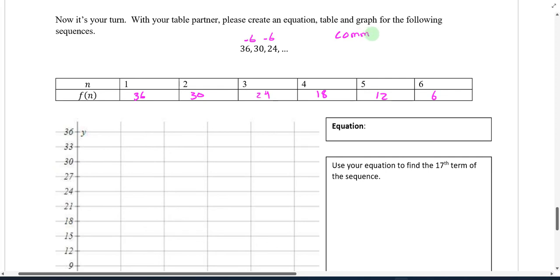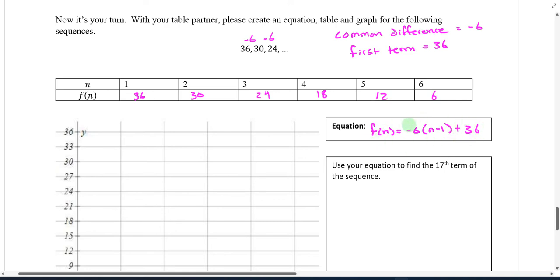All right, so that common difference, remember this, common difference is -6, right? Because we are subtracting 6. If we were adding 6, this would be a positive 6, okay? The first term, the f of 1 or the a sub 1, is the other key piece of information that we need, and that is 36. So when we build our equation, we're going to say f of n equals common difference times n minus 1 plus whatever the first term is. So this will be 36, okay?